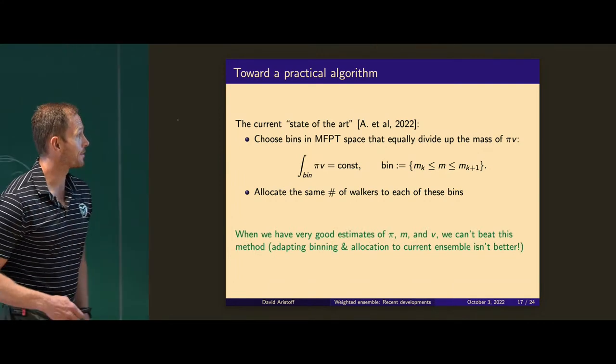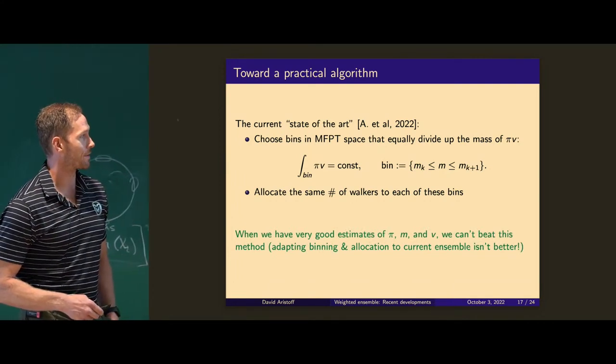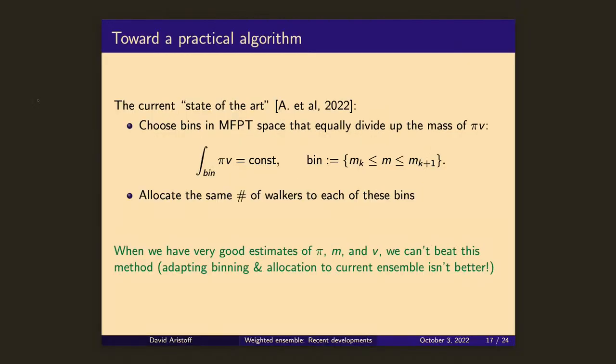And this seems to beat everything when we have good estimates of the steady state of the MFPT function and the variance of the MFPT, in the sense that we just can't find anything else that beats it in that case, including methods that adapt binning and allocation to the current ensemble. That just isn't working better, which we found a little bit surprising.